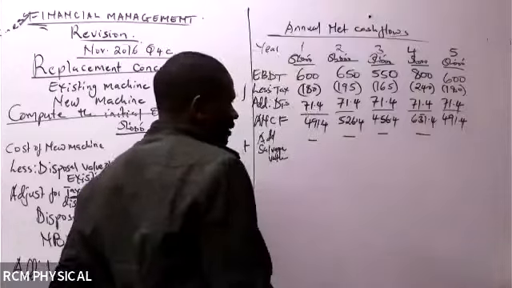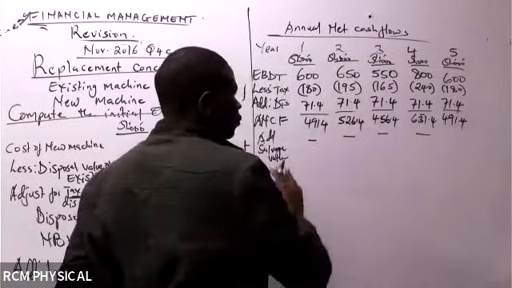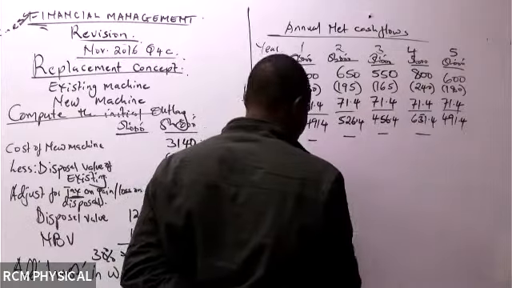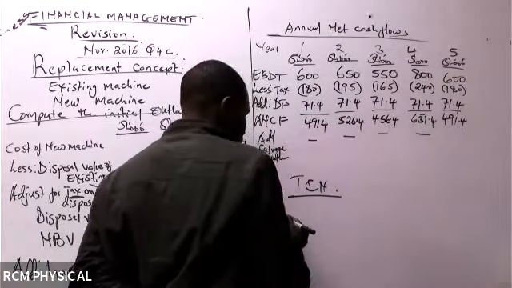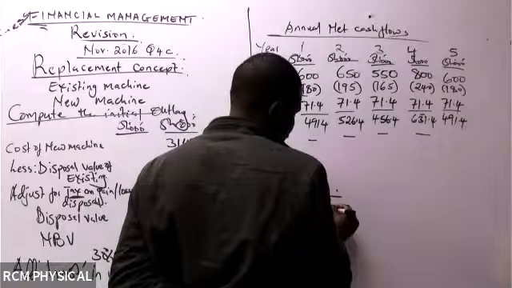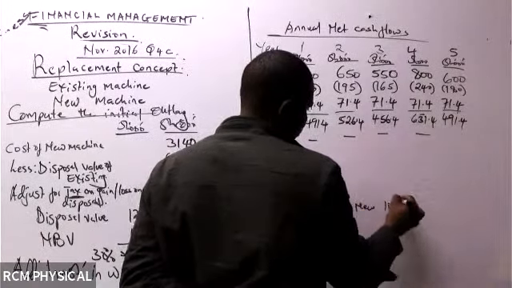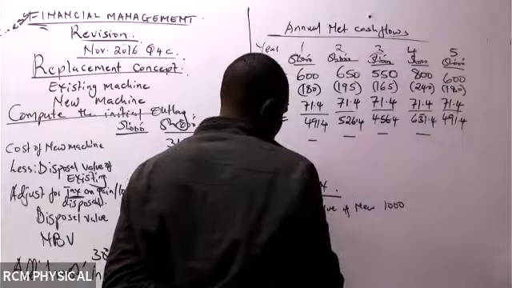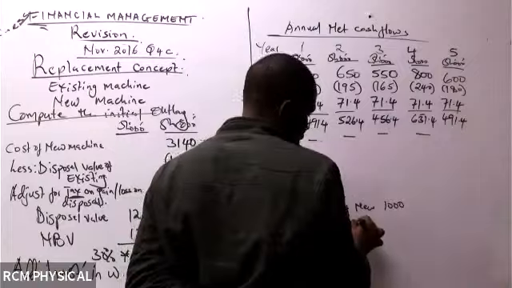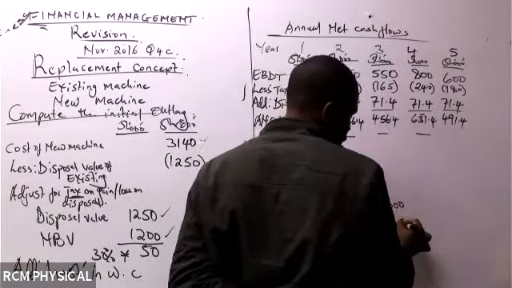Salvage value. I advise you to do this. Sometimes I see students forgetting things. So work on the salvage value here. Salvage value of the year: the new machine's 1,000 less the salvage value of the old, which is 250.